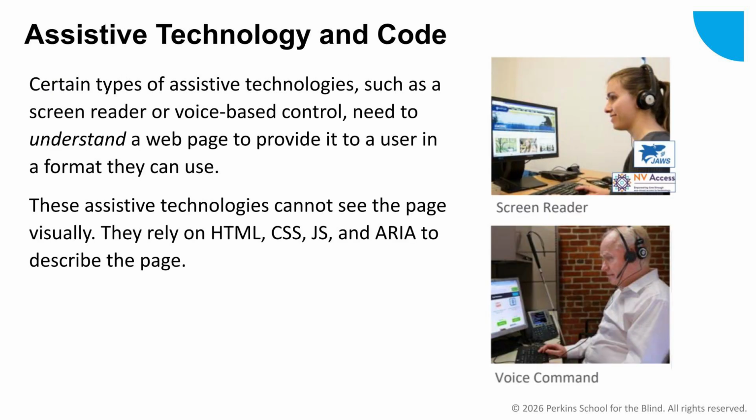So how do code and assistive technology play together? In the example of screen readers or voice-based controls, it's important that they're able to understand a web page in order to provide it to a user in a format that they can use effectively. Again, these technologies cannot see the page visually, so they're relying on HTML, in some cases CSS, JavaScript, and ARIA to convey and describe the content and semantics of what's on that page.